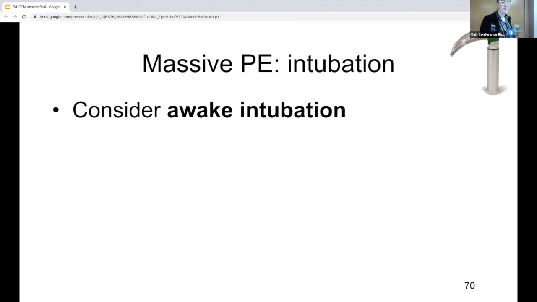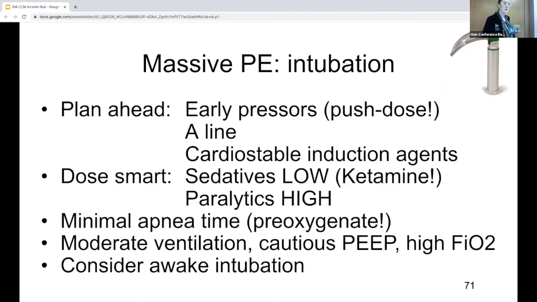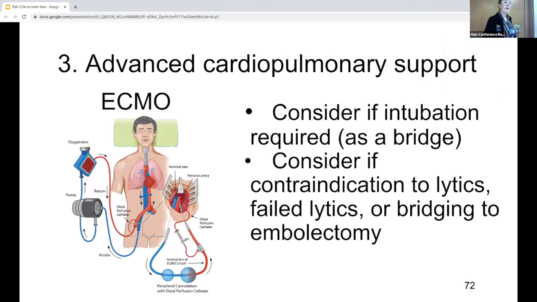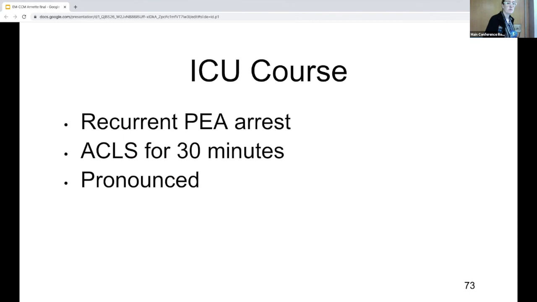I'm running out of time, unfortunately. So this is my summary page, but we went through all of it. ECMO, basically just a comment. We don't have ECMO available, unfortunately, but it's very interesting as a bridge for other therapies, like giving thrombolysis time to work, and for other more invasive approaches. To come back to our patient, the ICU course was very brief. He had recurrent PEA arrest, ACLS for 30 minutes, and then the patient died.